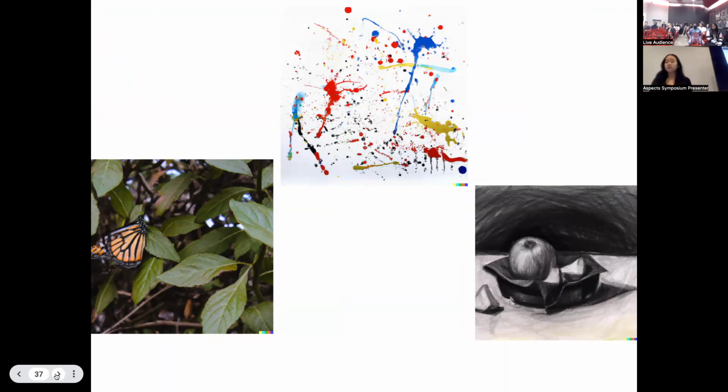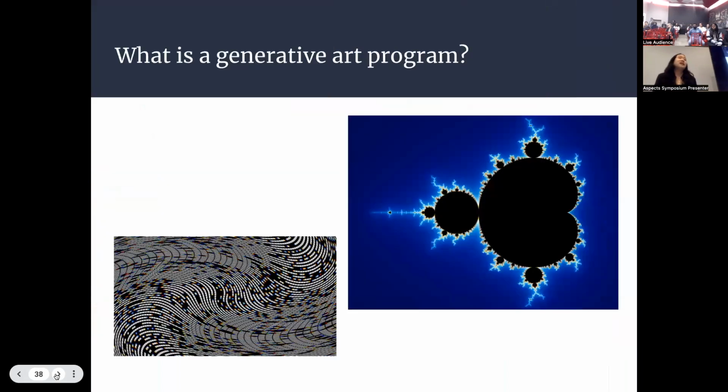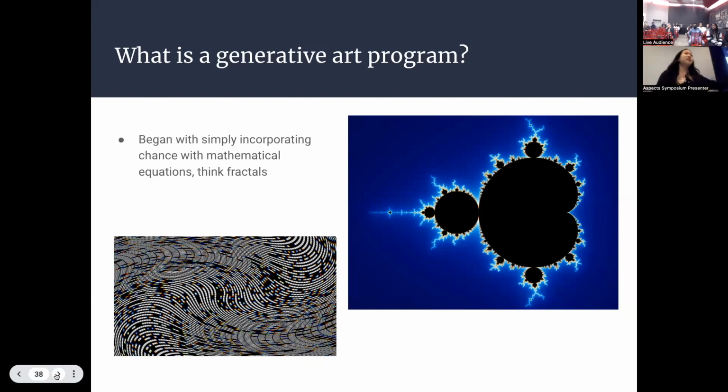Now, you may be wondering, what exactly is a generative art program? So it's exactly as the name suggests. It's a program that generates art. And first, we started with a program that easily integrated chance with mathematical equations, think fractals, which is why I have a lovely photo of a fractal here.